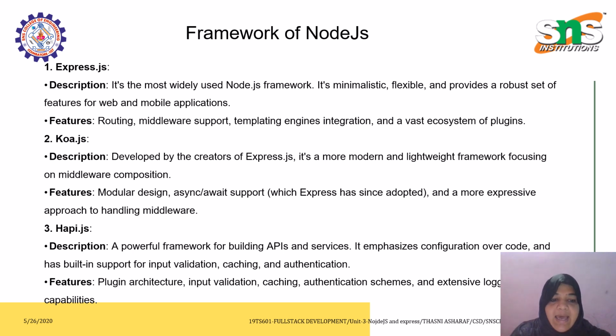The next one is Hapi.js. It is a powerful framework for building APIs and services. It emphasizes configuration over code and has built-in support for input validation, caching, and authentication. The main features we see here are plugin architecture, input validation, caching, authentication schemes, and extensive logging capabilities.